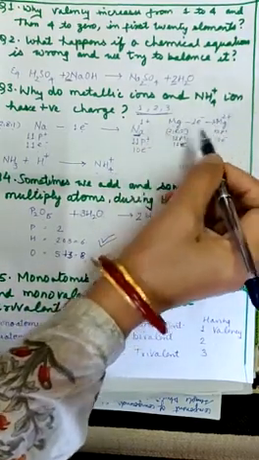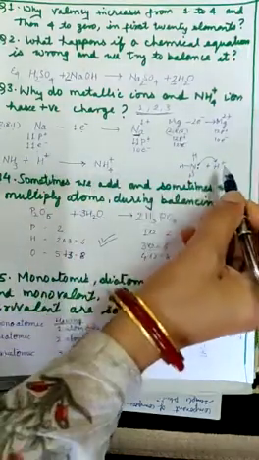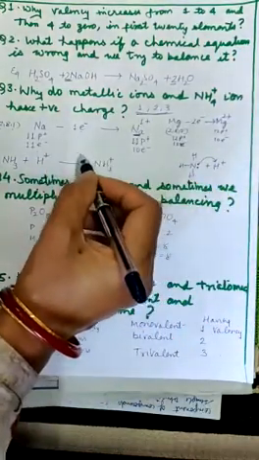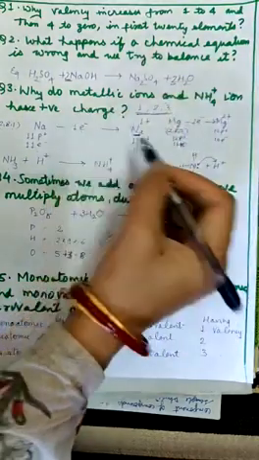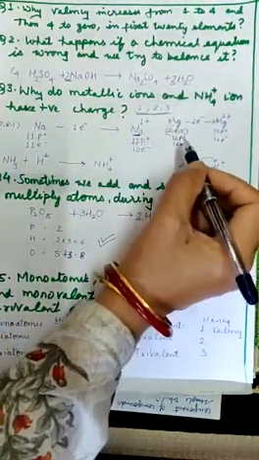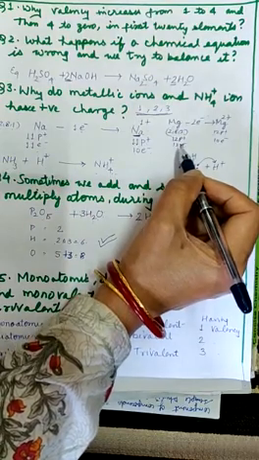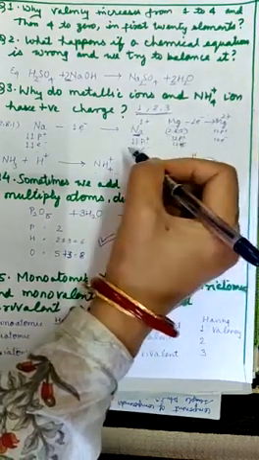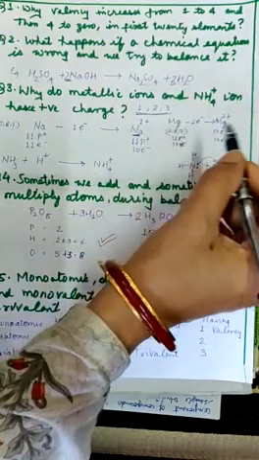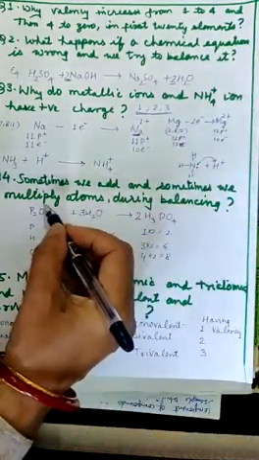Just the opposite happens in the case of non-metallic atoms, because they do not give electrons but take electrons. When one takes electrons, then the number of electrons exceeds the number of protons, and in that case it gets a negative charge. Come to the third question.